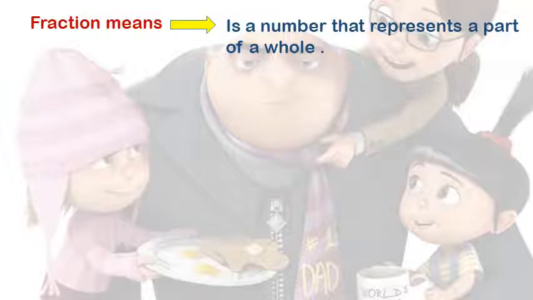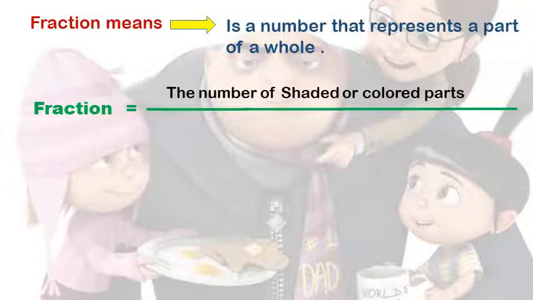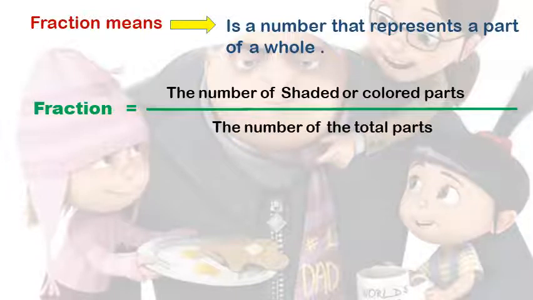How to write a fraction? To write a fraction, we need two numbers and a line between the number up and number down. The number up shows me the number of colored or shaded parts, and the number down shows me the number of the total parts.